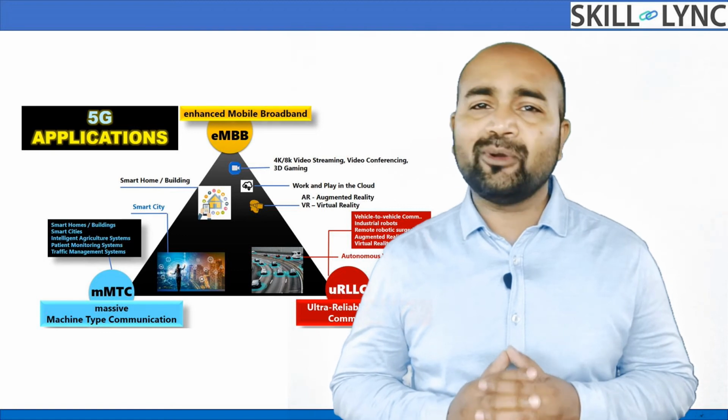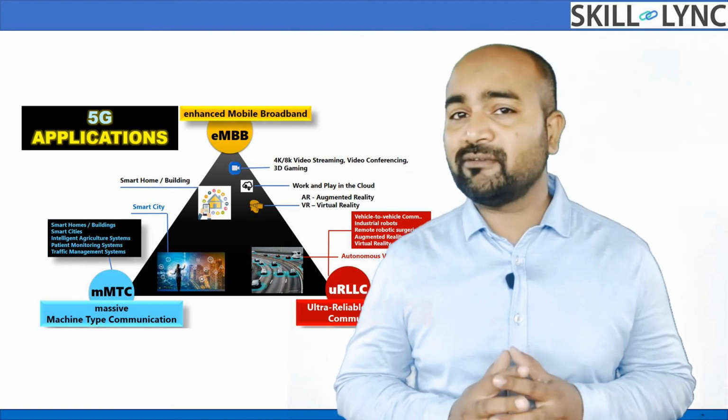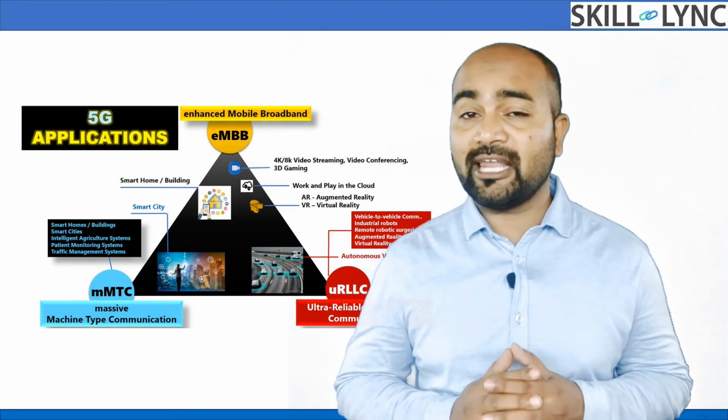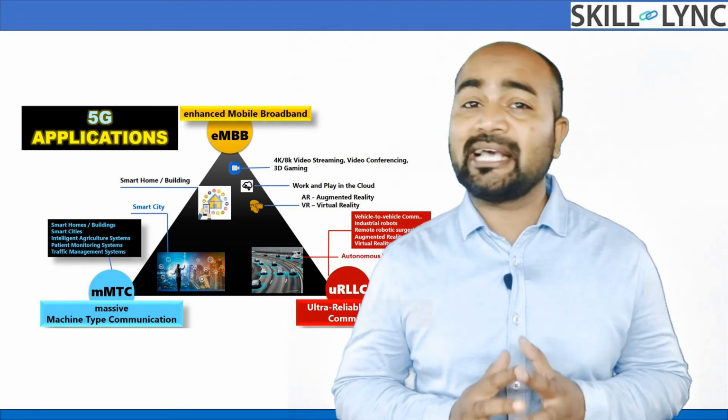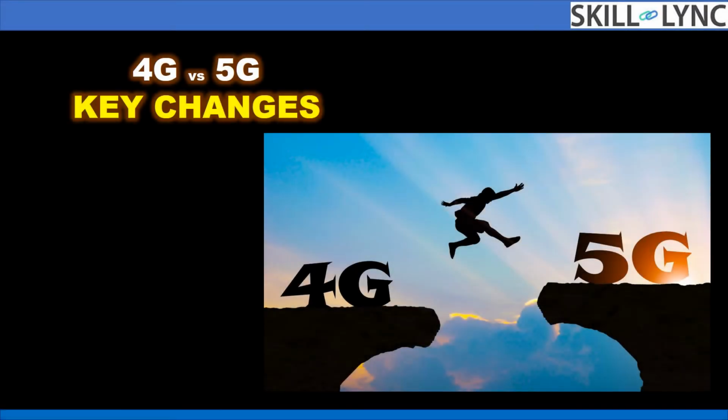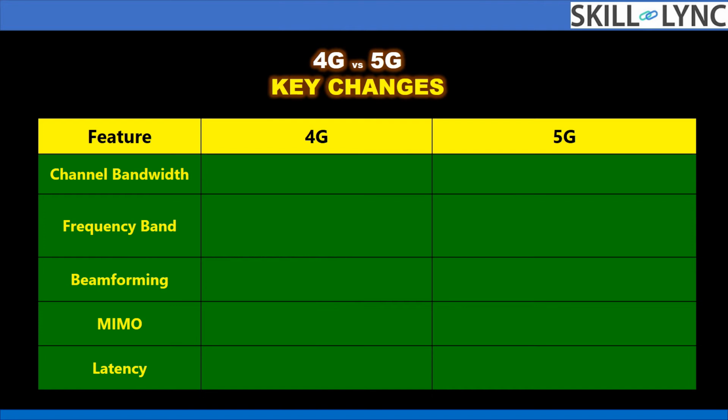Now let's take a look at the key changes in 5G compared to 4G that make 5G achieve ultra high speeds, ultra high reliability, low latency and massive capacity. If we compare 4G and 5G, we can see that 4G used to support a maximum of 20 MHz bandwidth, while 5G can support up to 100 MHz for FR1 and 400 MHz for FR2. This will significantly increase the data speeds and the number of users supported.